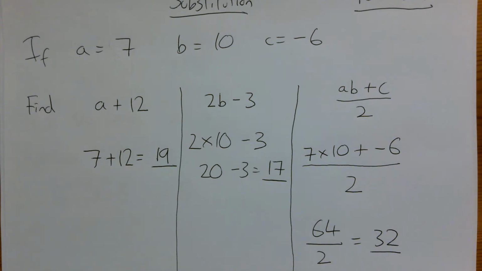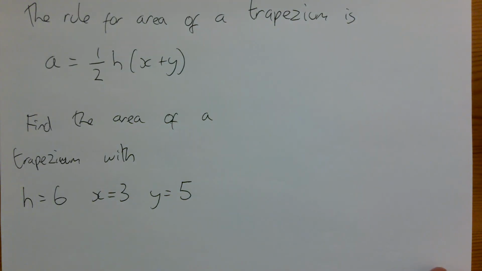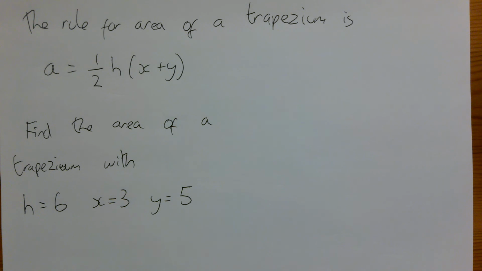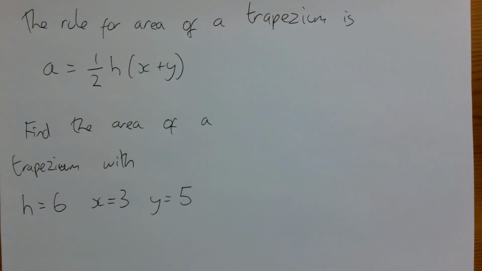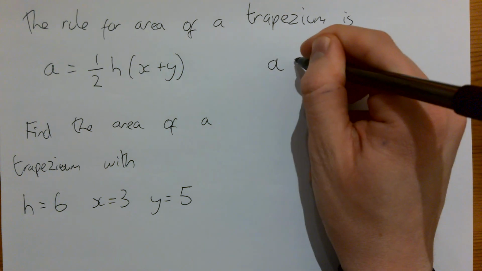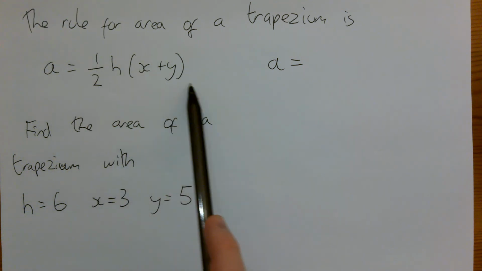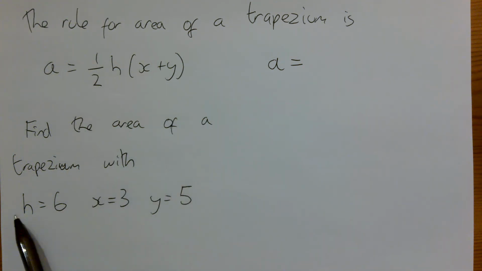We'll look at one more together, which is a slightly different one, a slightly wordier one, but we're still going to do the same thing. The rule for area of a trapezium is A equals a half h brackets x plus y. Find the area of a trapezium where h equals 6, x equals 3, and y equals 5. So again, I want you guys to have a go at this now. I'm going to put an A equals here, pause the video, and rewrite this expression, but write in those 3 numbers. Write in a 6 instead of h, write in a 3 instead of x, and write in a 5 instead of y. Have a go at that now.